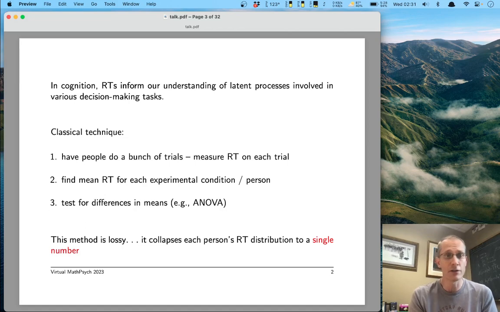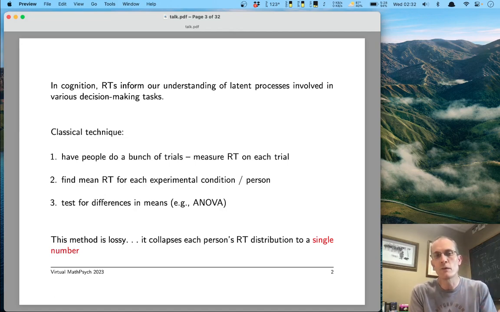Now, most of you probably know the classical technique for dealing with response times in these kinds of experiments is to first have people do a bunch of trials. Right? And then maybe it's a bunch of button presses or mouse clicks on a screen, and we measure the response time, usually in milliseconds, of each one of these trials. Okay, now what do we do with all of that?